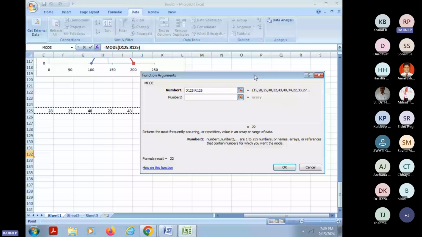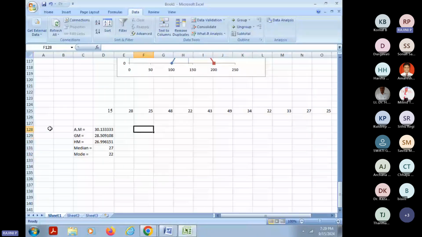If you want to calculate the arithmetic mean, geometric mean, and harmonic mean, we need to do this by using these functions only. Arithmetic mean, median, and mode you may also get through the descriptive statistics. What is the descriptive statistics? That I'll tell you after finishing the variance. This is what measures of dispersion. Okay, is this clear? And arithmetic mean you can do from here also.